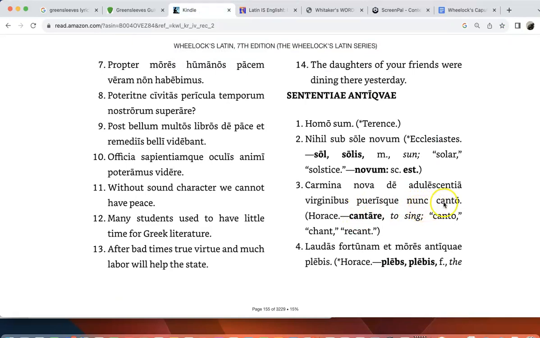And then nunc means now, and then canto means to sing. So we put it all together: now I am singing new songs about adolescents, and then I guess young maidens and boys. So we put it all together.